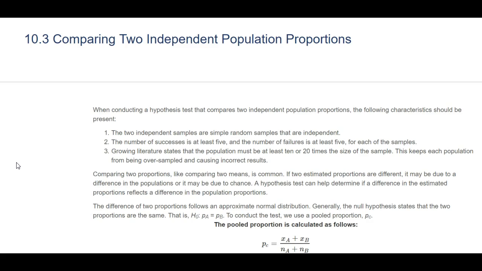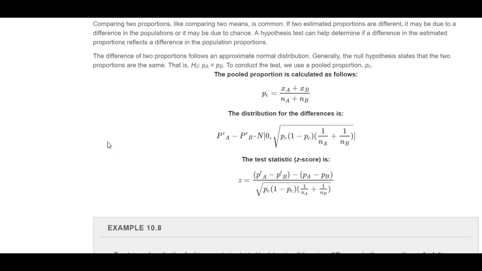And then we want our population to be at least 10 to 20 times the size of our sample size. This keeps it from being overly sampled, kind of overly simplifying our population and causing incorrect results. Now let's get down to the meat of it and talk about the math.